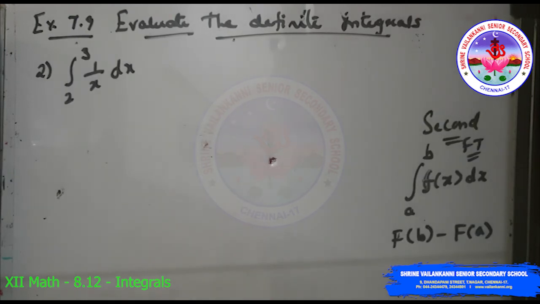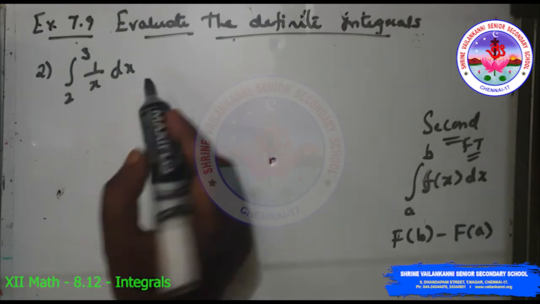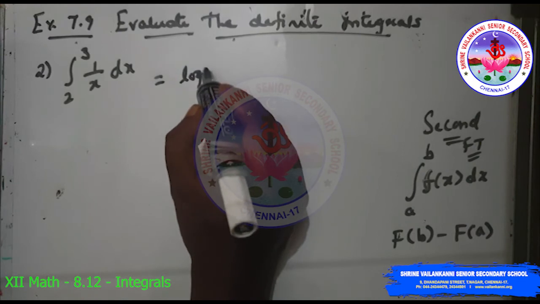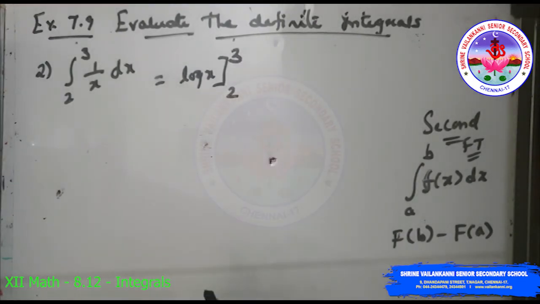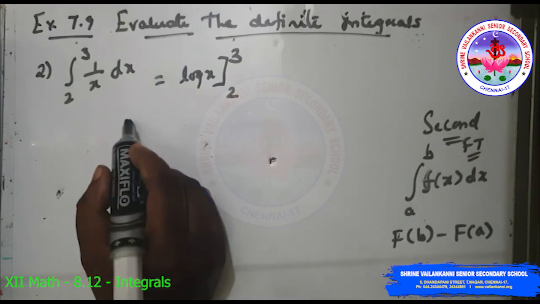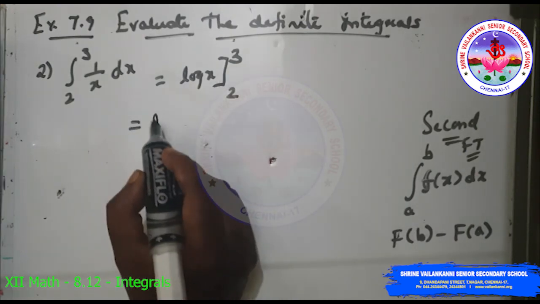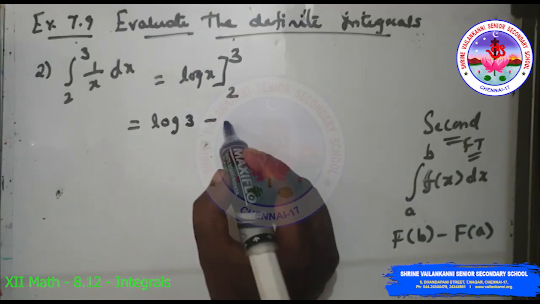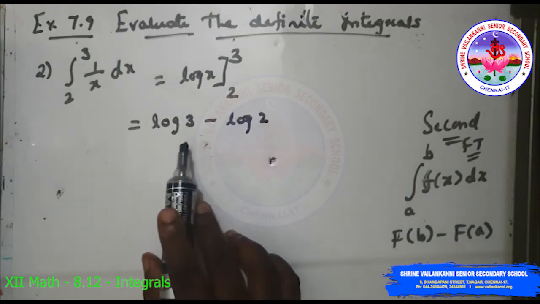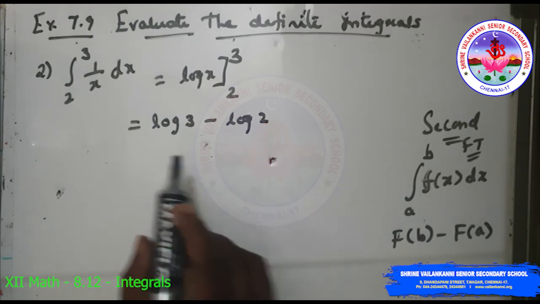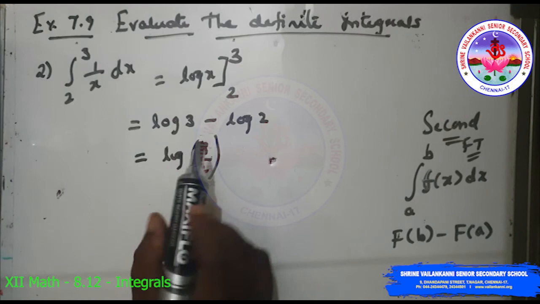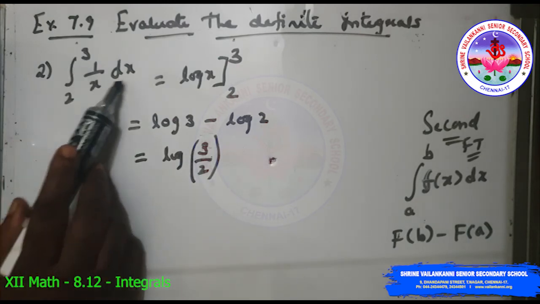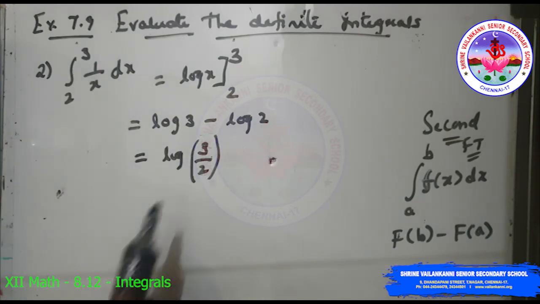Second question, integral of 2 to 3 1 by x dx. So integral of 1 by x dx is log x. So 2 to 3 by second fundamental theorem of calculus, using the upper limit minus lower limit. So using the formula log x minus log y, which is equal to log x by y, I am writing this as log of 3 by 2. Therefore integral of 2 to 3 1 by x dx is equal to log 3 by 2.